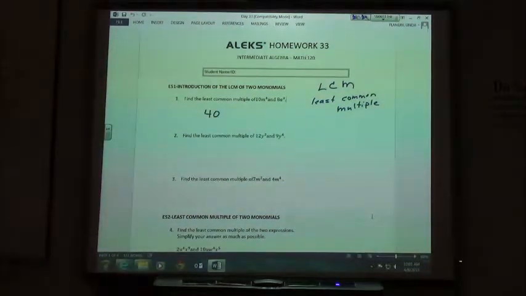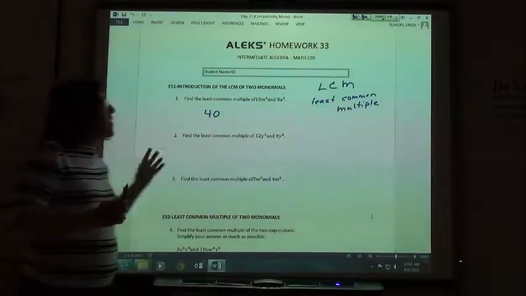If you're not sure, start with the biggest number and start doing the multiples. 10 is my first multiple of 10. 8 doesn't divide into 10. 20 is my next multiple. 8 doesn't divide into 20. 30 would be my next one. 8 doesn't divide into 30. 40 is my next one. Oh, 8 divides into 40. There's my least common multiple.